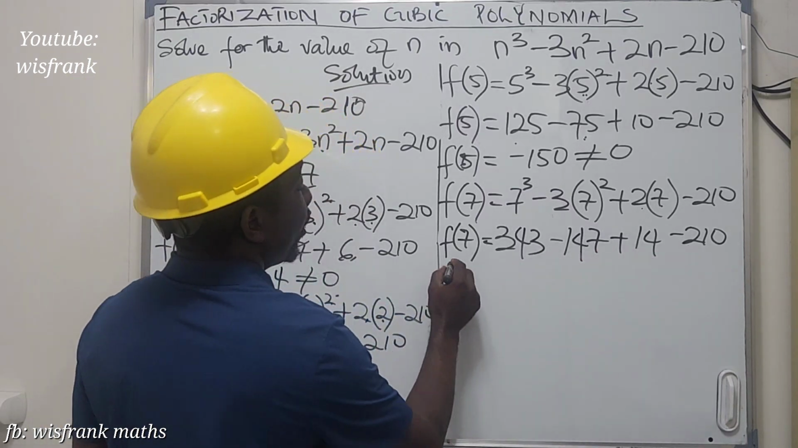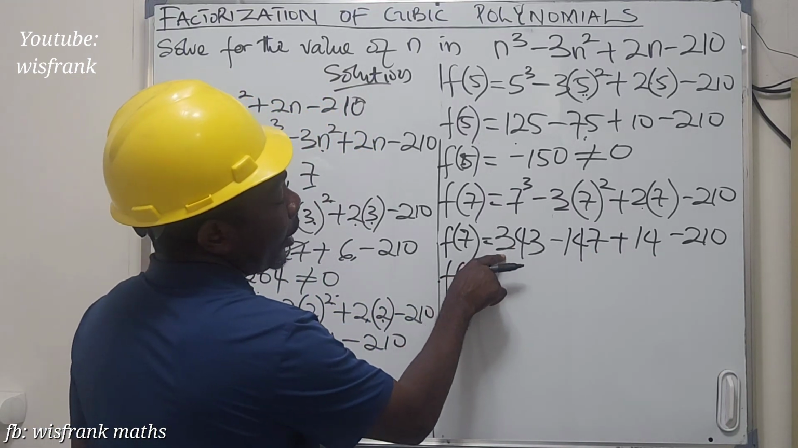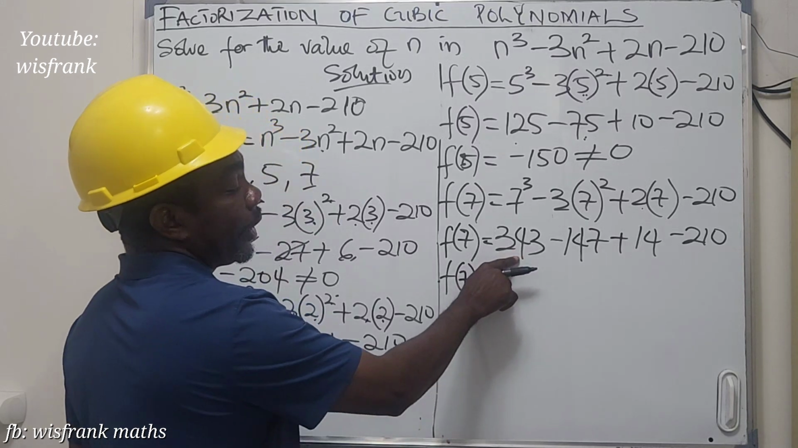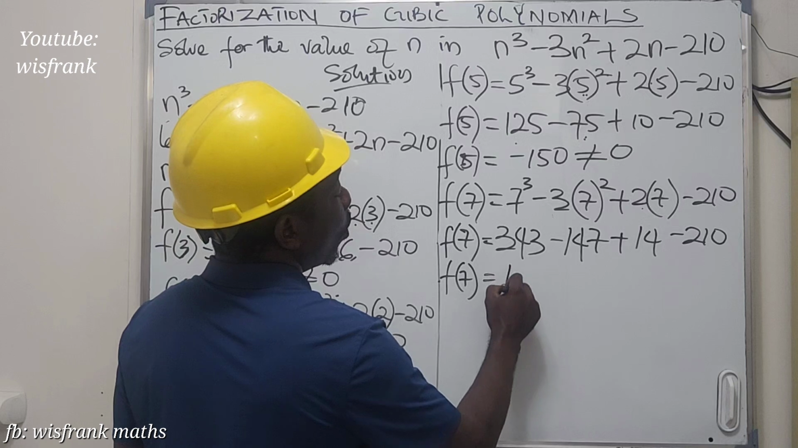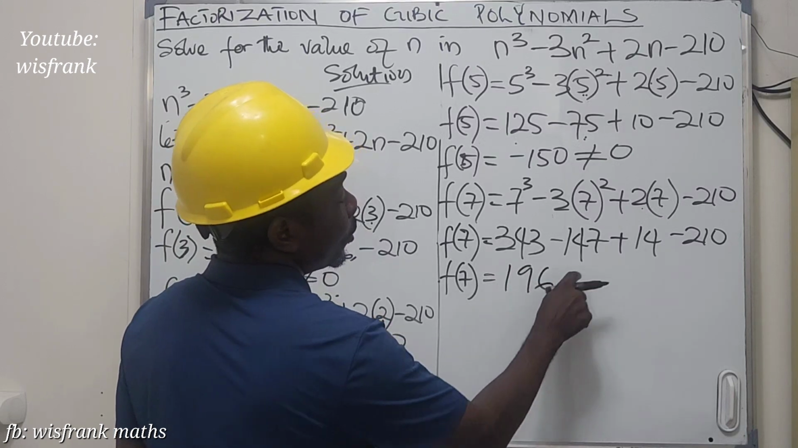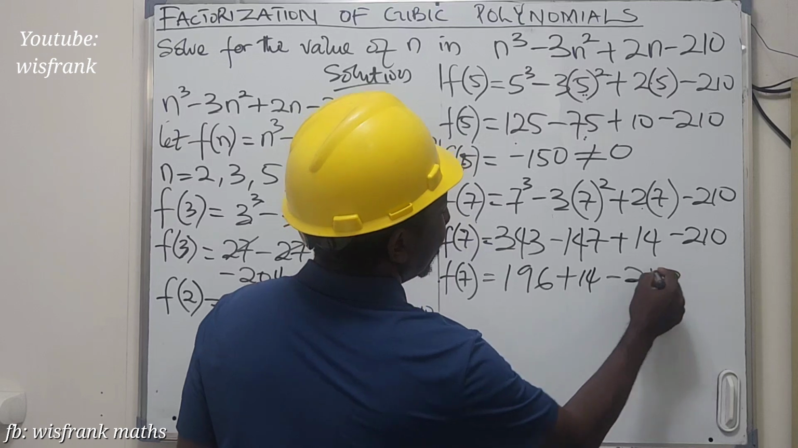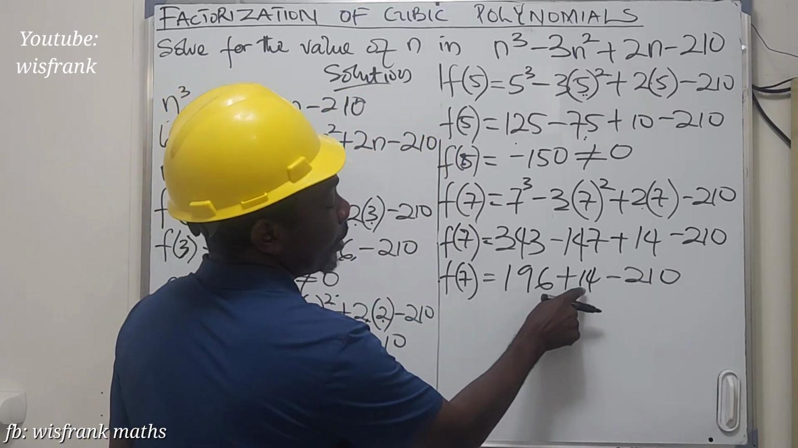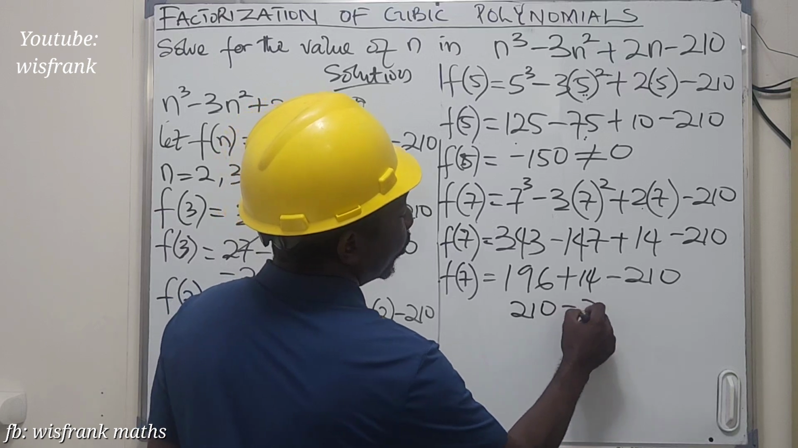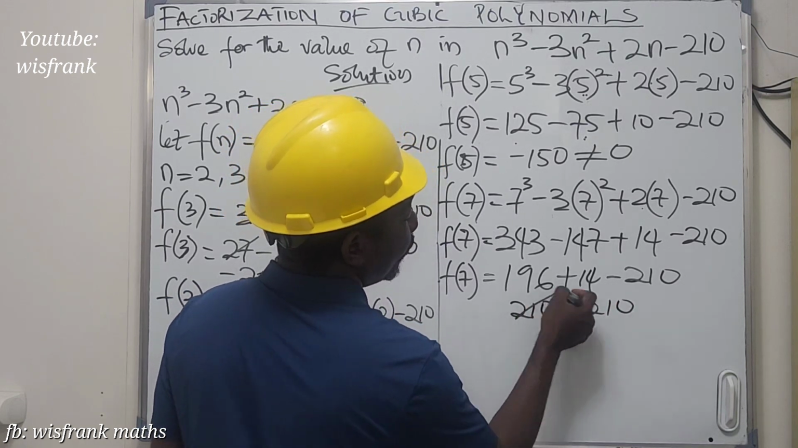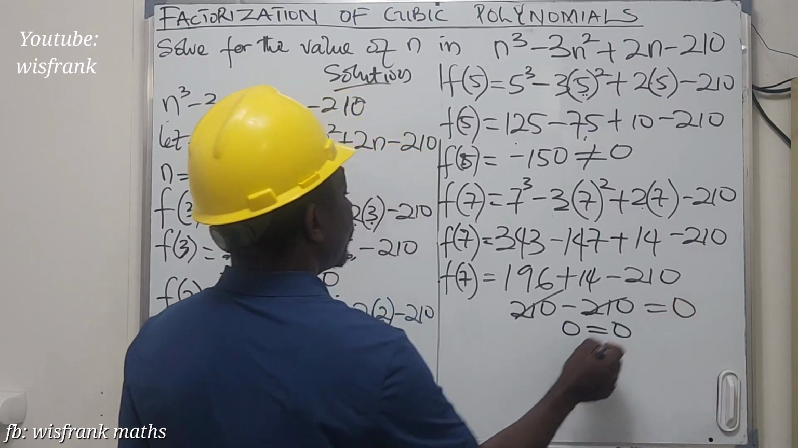So therefore, f of 7 will give us, we subtract 343 minus 147, which gives us 196. So we add 14 here, minus 210. In this case, 196 plus 14 is going to give us 210, minus 210. Therefore, this cancels here, and we have 0 equals 0.